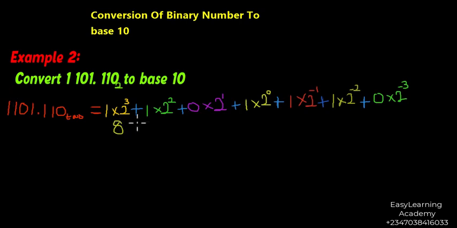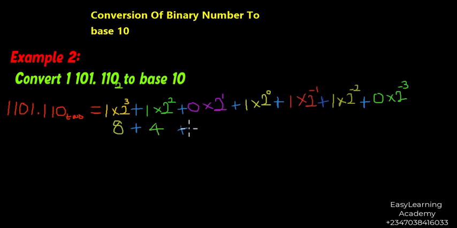Bring down our plus sign as usual. Okay, now we get to the next one. 2 raised to power 2 is what? 2 raised to power 2 is 4. Now 1 times 4 will give us 4, right? Give us 4.